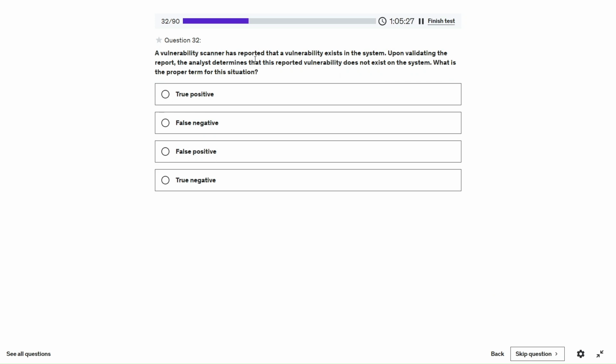A vulnerability scanner has reported that a vulnerability exists in the system. Upon the report, the analyst determined that the reported vulnerability does not exist on the system. What is the proper term for this situation? The scan reported a vulnerability, so it's a positive, but the vulnerability does not exist, which is false. So it's a false positive.